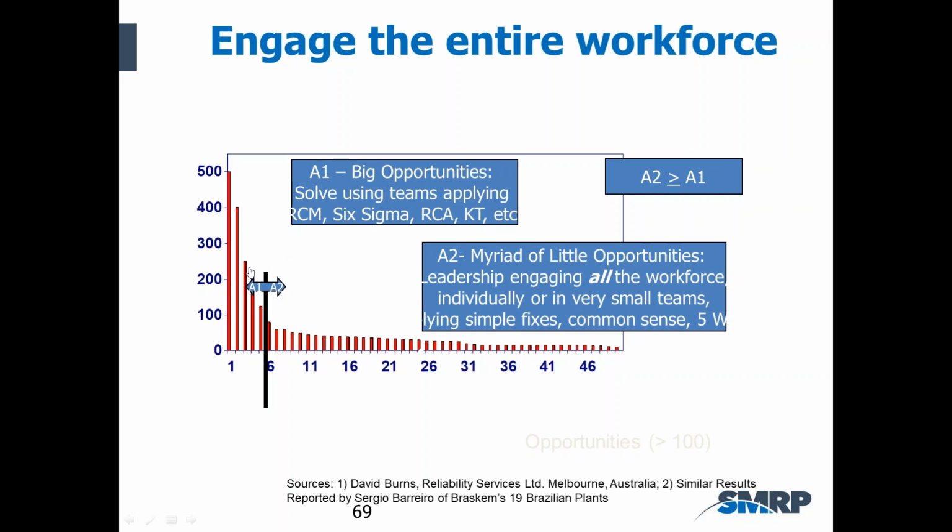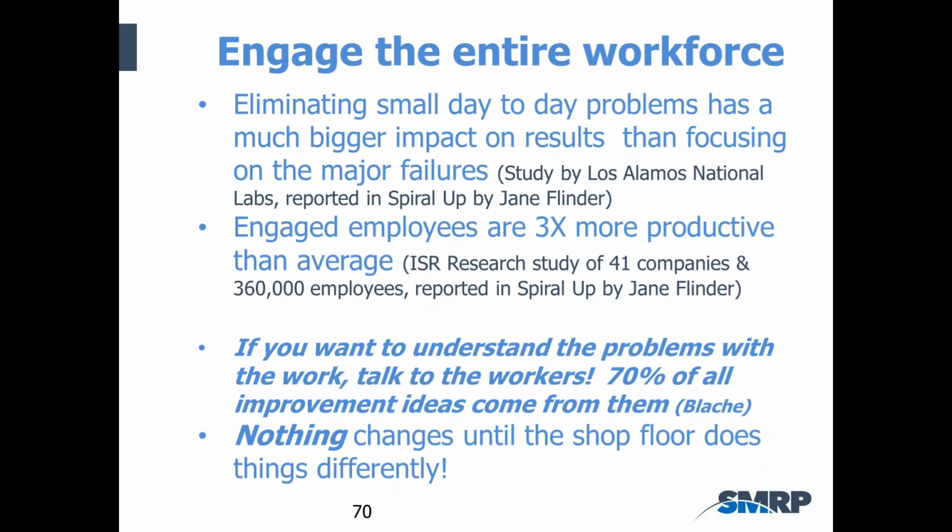But that only involves about 5% of your workforce. What about the other 95%? What are we going to do to engage all the workforce to stop all the little things happening? Because if you don't stop all these little things, they will converge and become big things. Here's some data from a study. Eliminating small day-to-day problems has a much bigger impact on results than focusing on the major failures. Now, to be clear, we're not saying ignore the major failures. That'd be stupid. Address them, but do the little things right.